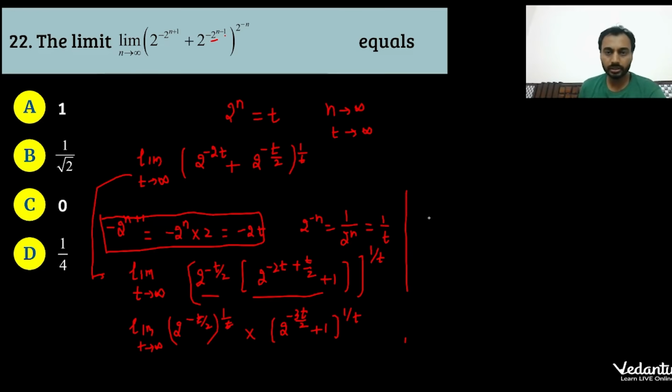So we have 2 raised to power minus 1 by 2, and in the second part, if t approaches to infinity, then this term approaches to 0 because it is 2 raised to power minus infinity which approaches to 0, and this one 1 by infinity is also 0. So we have 1 raised to power 0, that is 1. So that is 1 by 2.